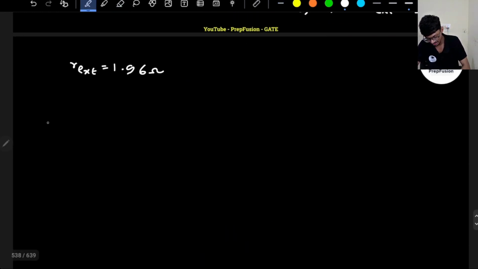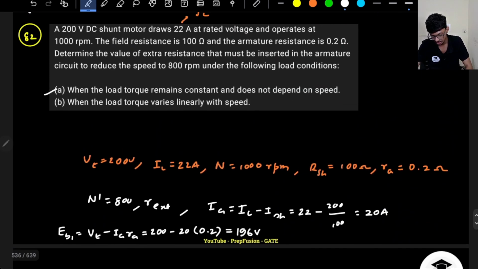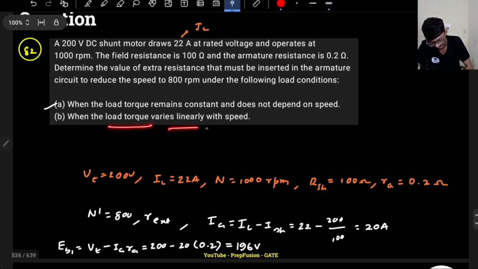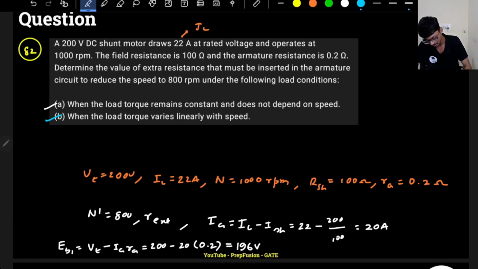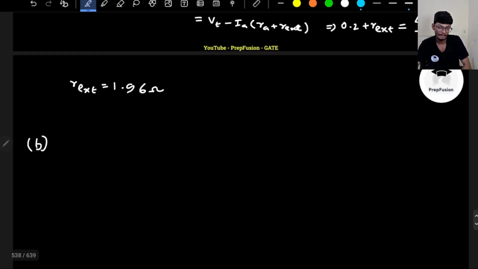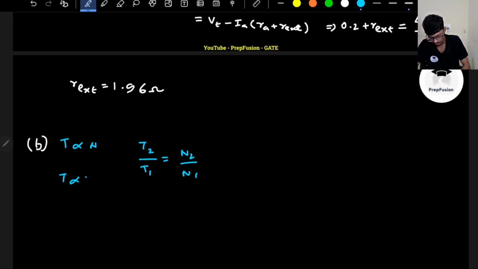So what about the second case? What is the condition for the second case? In the second case they are telling me that load torque varies linearly with speed. So T2 upon T1 will be equal to N2 upon N1. And also I know developed torque varies linearly with current. So because flux is constant, it will be equal to Ia2 upon Ia1.